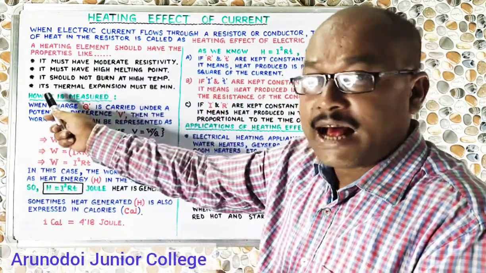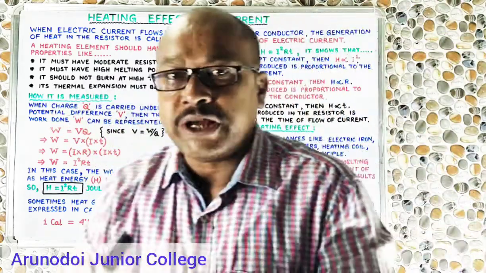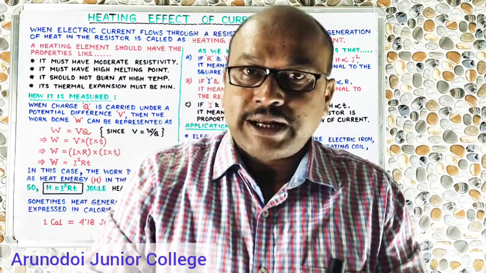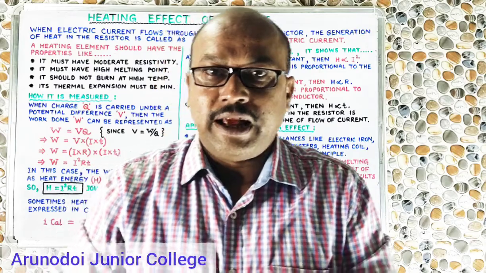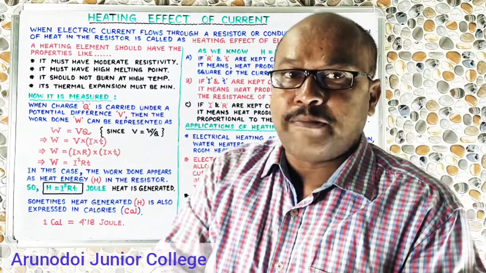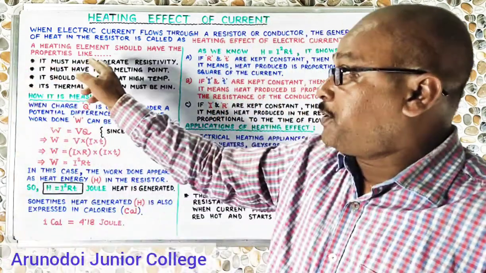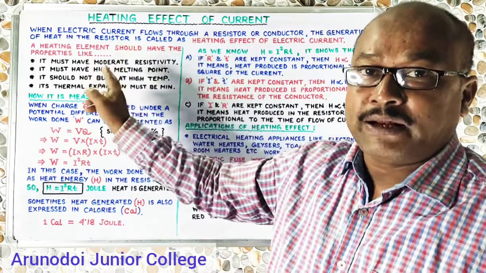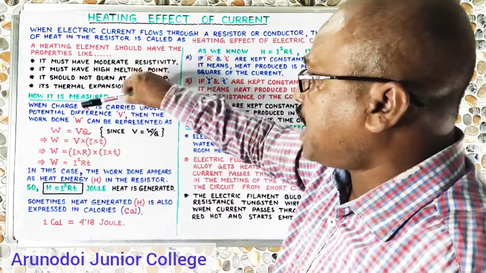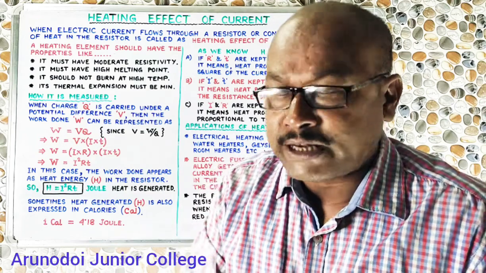And the fourth, last but not the least, is that its thermal expansion should be minimum. We know that when heat is applied, a metal, not only metal, every material actually expands. If it is a heating element which is generally a metal, then definitely the metal also will expand on heating. But if it is to be a good heating element, then its expansion rate should be very less. So these are the 4 important properties a heating element must maintain.